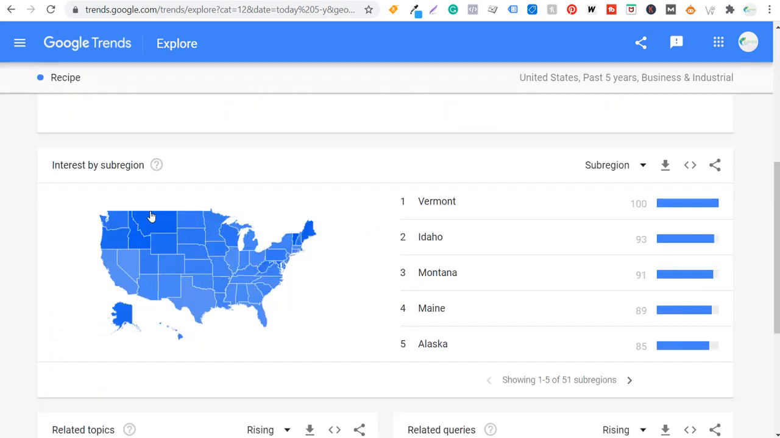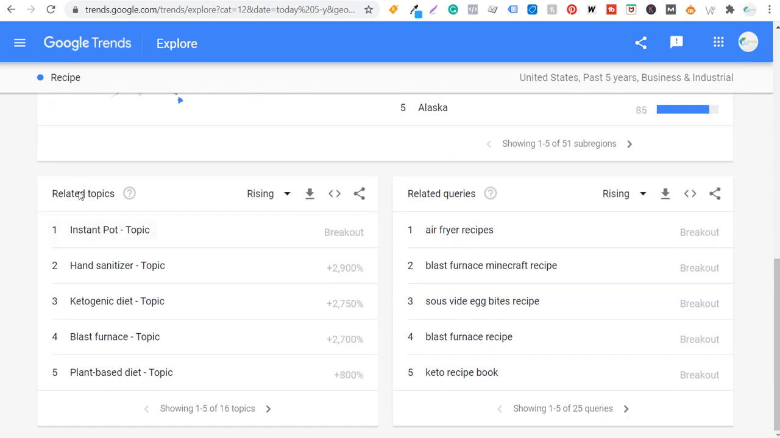We keep scrolling down, interest by sub-region, and then we're just going to look at some related topics. So what's interesting is seeing with a recipe some of the different things people have looked up recently. So Instant Pots obviously weren't even a thing years ago. So if we click on this topic, which I will in a minute, you're going to see there's probably no search volume at all as far as 5 years ago. Now, hand sanitizer also rising because of coronavirus. People are looking up recipes for hand sanitizer. Ketogenic diet, so that's very popular nowadays, a keto diet. So you're seeing some of these different topics rising over time.